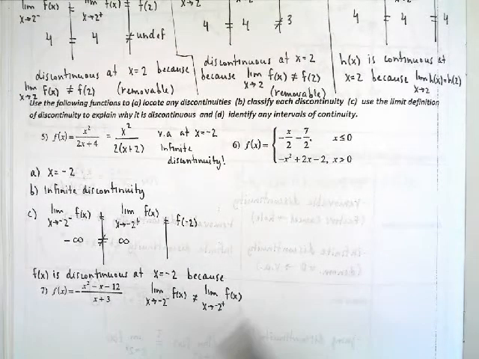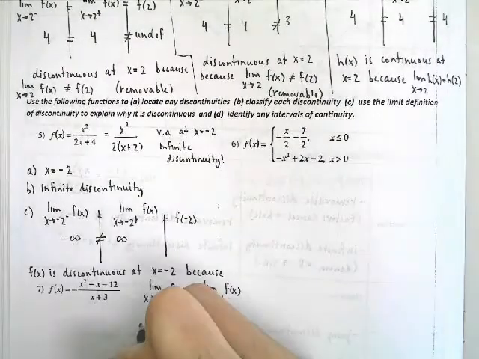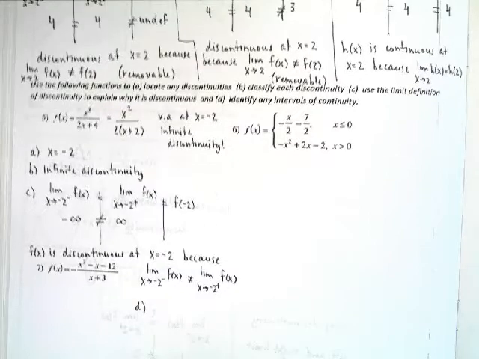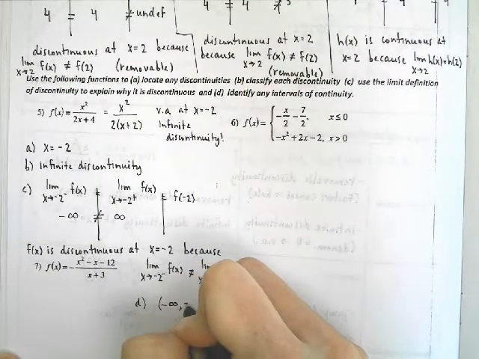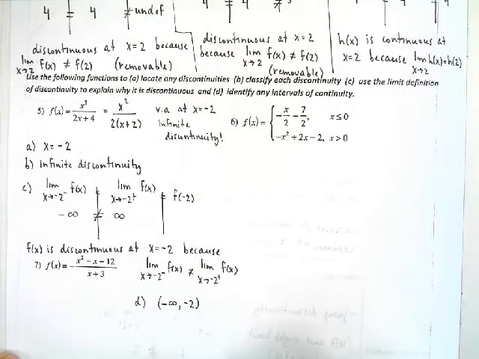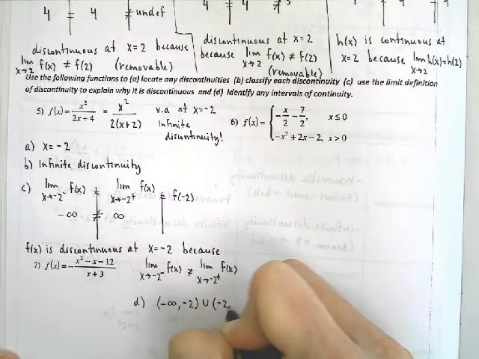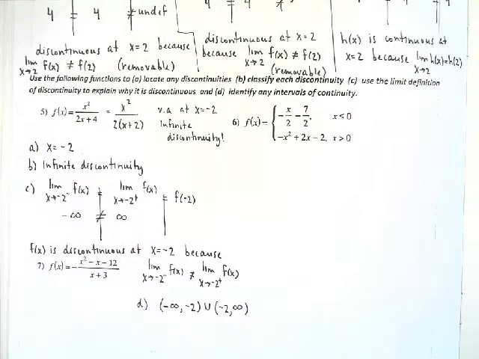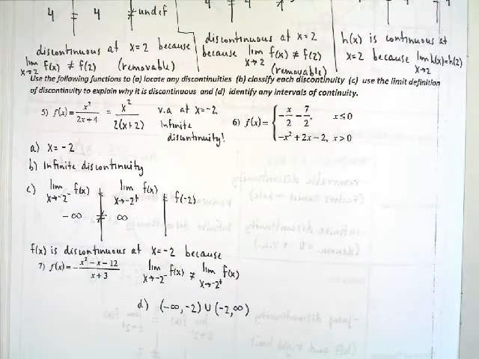So for the last part, intervals where we are continuous, that just leaves everything but that point at -2. So our interval would be from -infinity to -2. That's an open bracket because we're not including that point. We're not continuous there. And then we'd be continuous from -2 to +infinity.